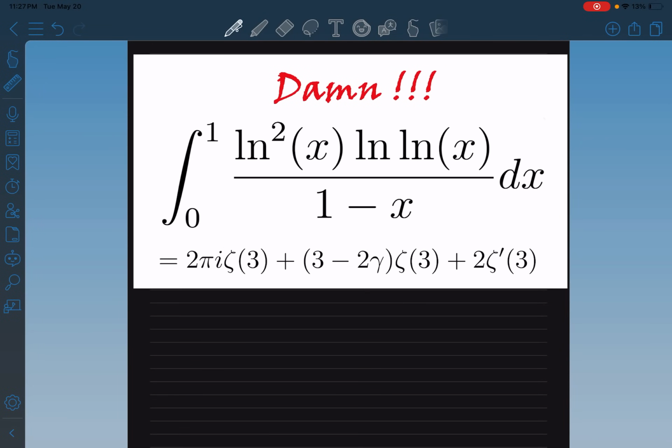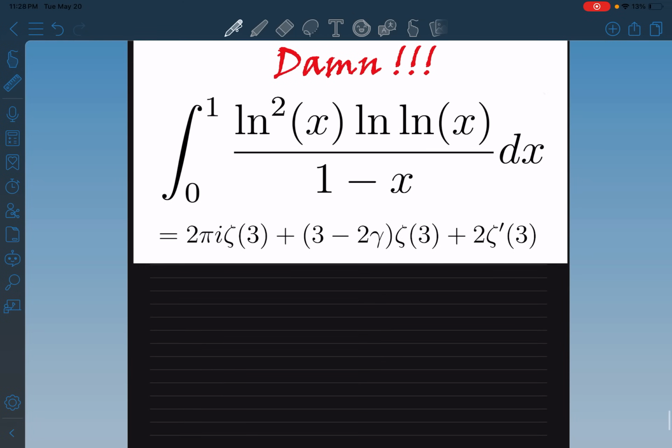Okay, there's this integral which looks pretty complicated. It's the integral from 0 to 1 of ln²x and then log of x divided by 1 minus x dx, right? So there's a lot of log and also nested log. So yeah, that definitely makes it scary, right?